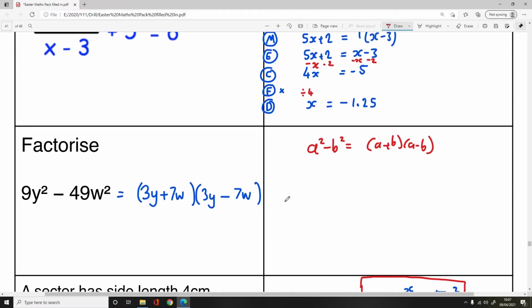Factorising, we've got the same thing again. We've got the difference of two squares, except this time it's 9y squared. So we need to square root the 9 as well as the y. And we need to square root the w squared as well as the 49. Square root of 9 is 3, square root of 49 is 7, so we've got 3y plus 7w and 3y minus 7w. That's our answer.